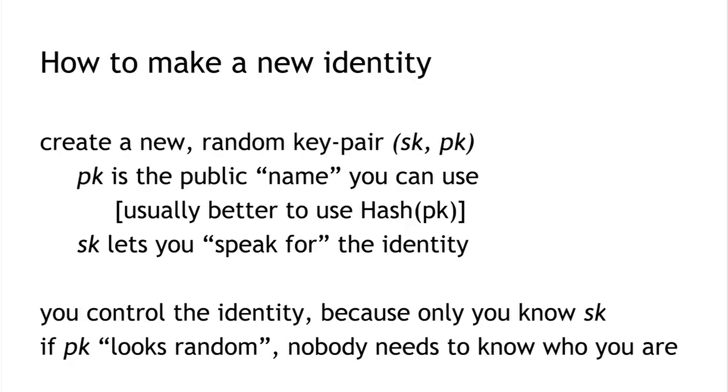So PK, or the hash of it, is the public name that you use to talk about the identity. And SK, the secret key, is the information that lets you, the person who generated this identity, speak for the identity. You control the identity because only you know the secret key. And if you generated this in such a way that the public key PK looks random, then nobody needs to know who you are.